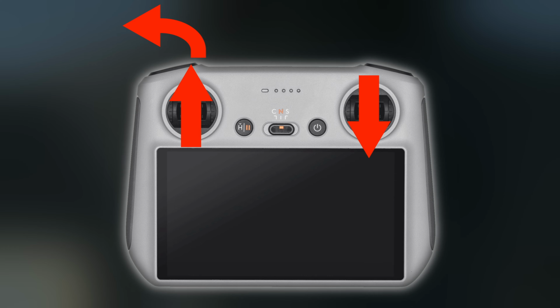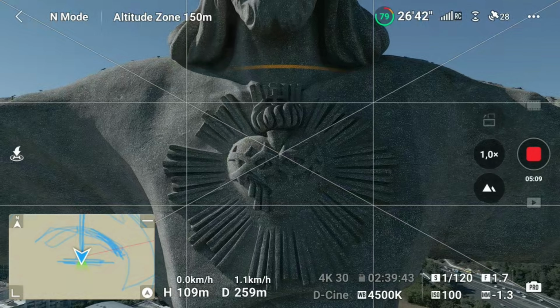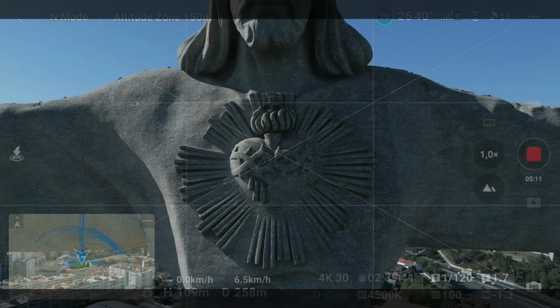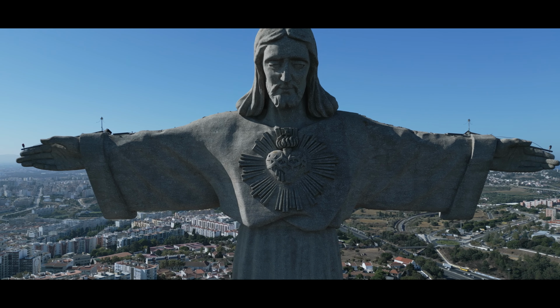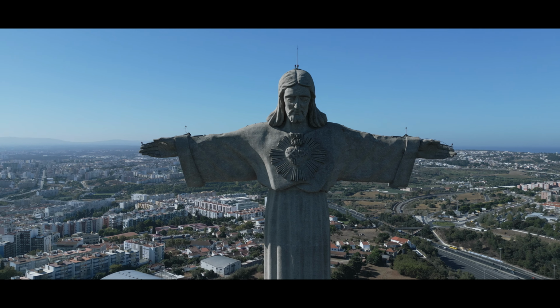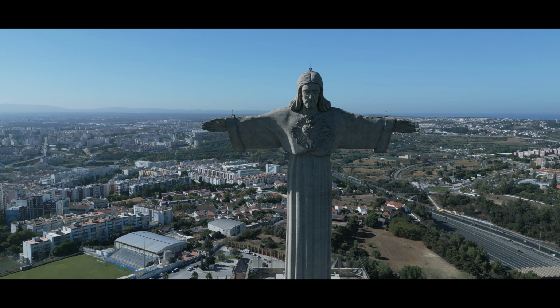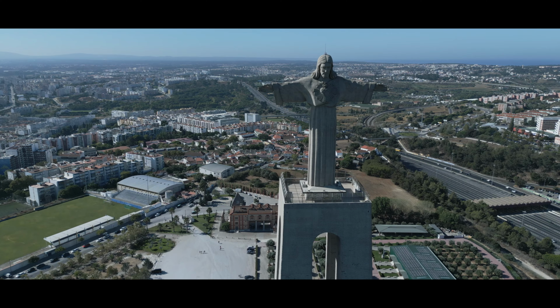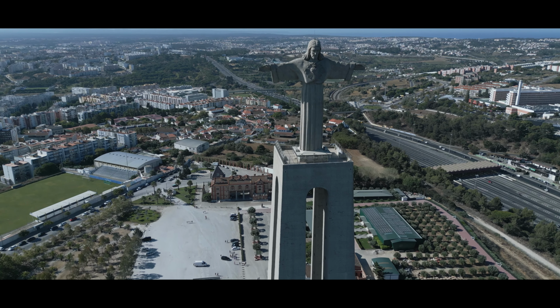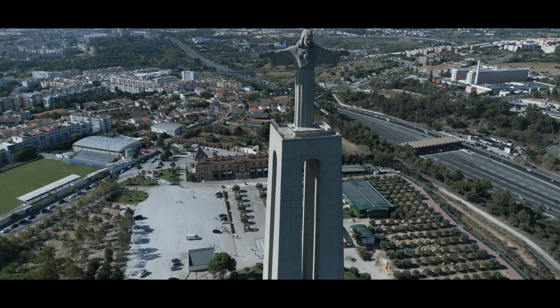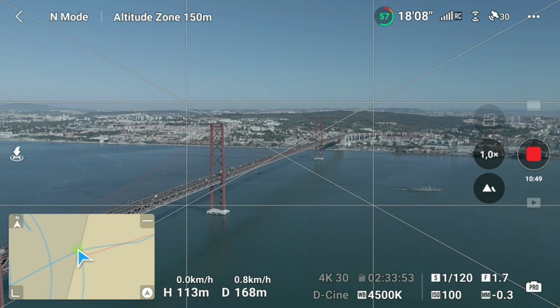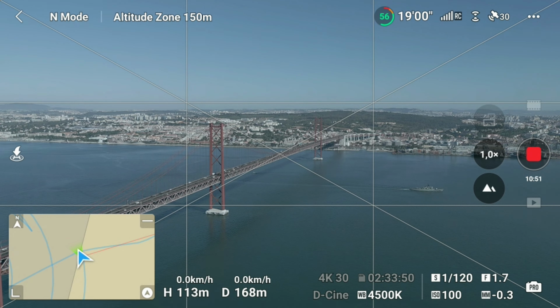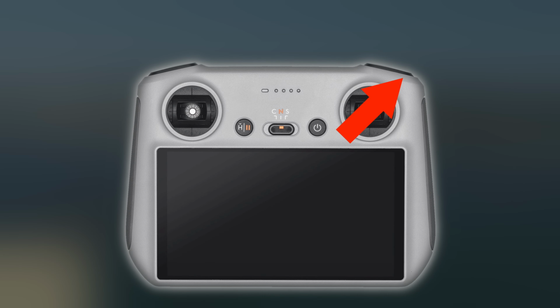For our next shot, we are going to move back and up while rotating the camera down. For our next shot, we are going to capture the 25th of April bridge by moving right and forwards.